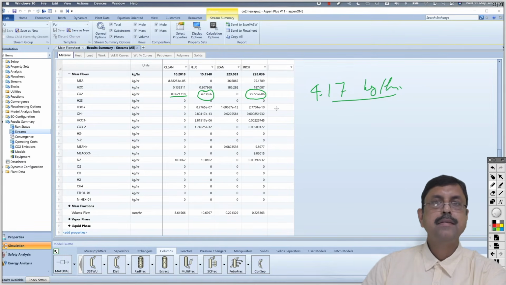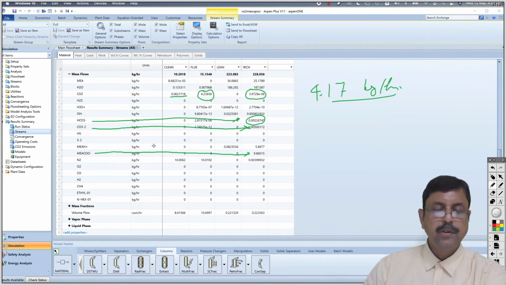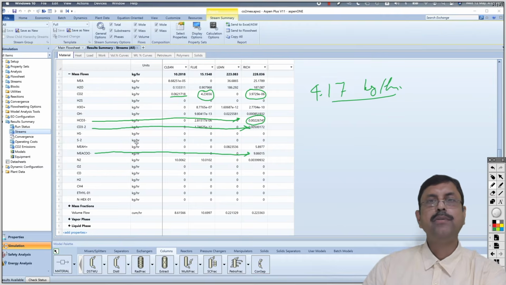So where is the CO2? Where has it gone? It has gone to HCO3 minus. It has gone to CO3 minus minus. Also, it has gone to MEACOO minus. So CO2 is mostly in ionic form, not in CO2 compound form.